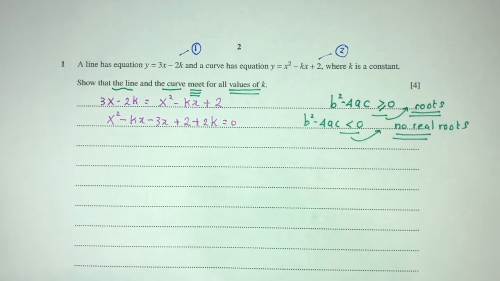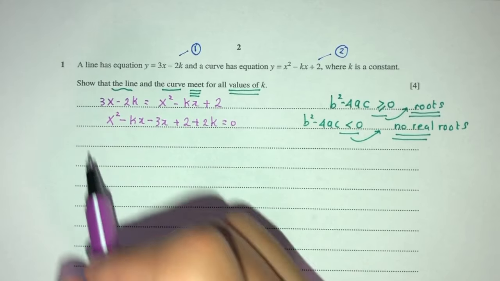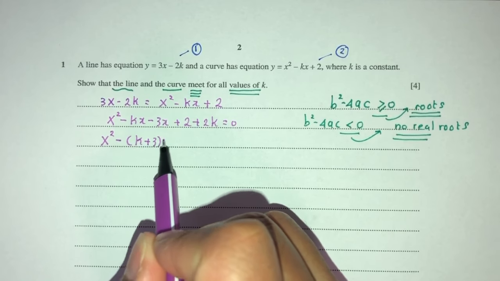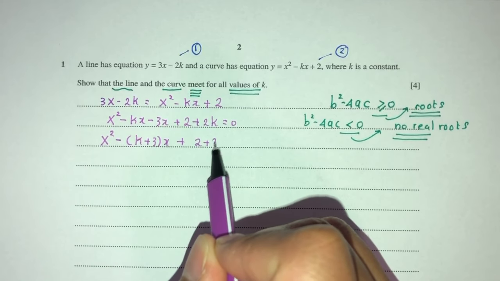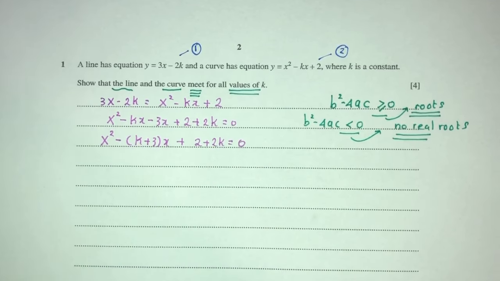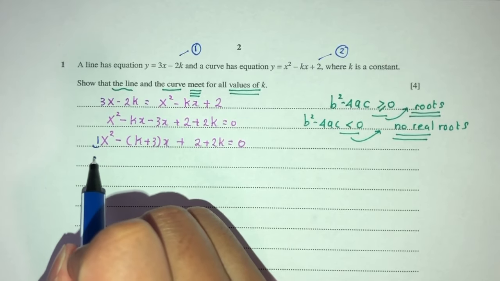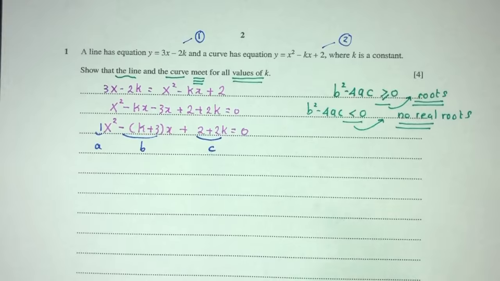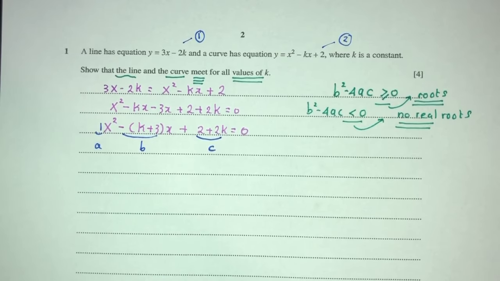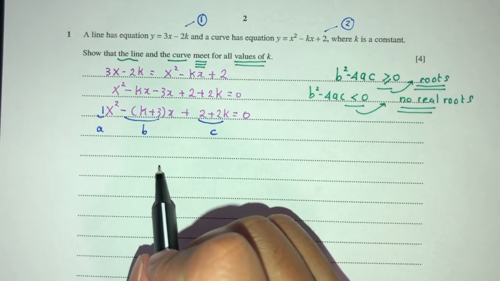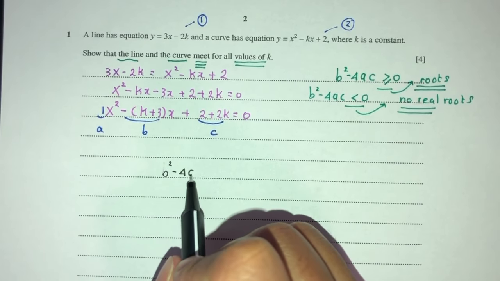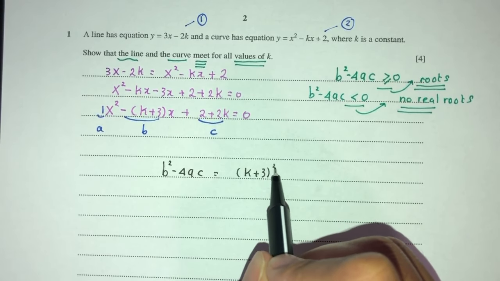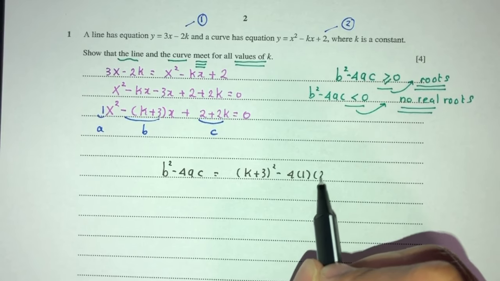Now let's try to make this look simpler. For example, I can factorize the minus sign, that should become minus k plus 3 x, and then plus 2k over here. Now we should know this is the value of a, value of b, of c. So therefore we have to test. Let's use our formula here, b squared minus 4ac. B squared is k plus 3 squared minus 4 times a times c.